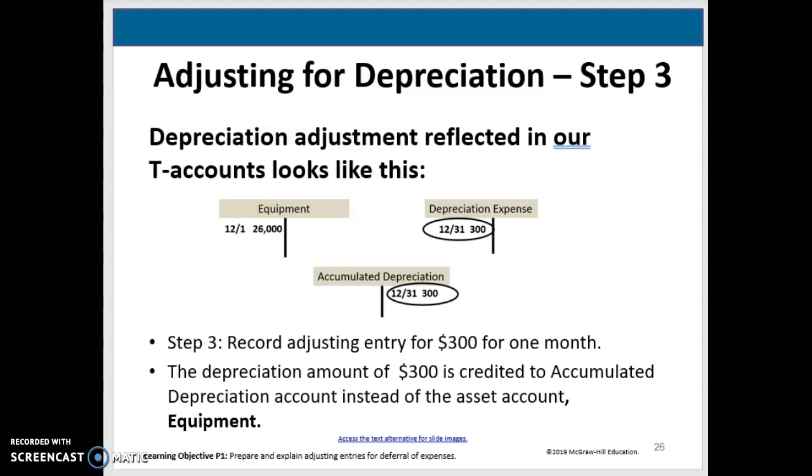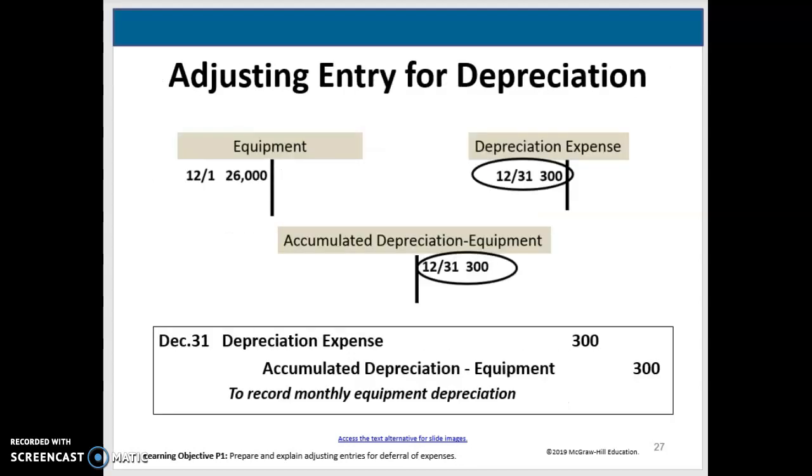So we're going to debit depreciation expense and credit accumulated depreciation. This is what our entry is going to look like every time we do depreciation expense. We're going to debit depreciation expense. We're going to credit accumulated depreciation for equipment. Sometimes you're going to see that accumulated depreciation broken down into specific assets. Sometimes you may just see it as accumulated depreciation. It will be clear in context which one you need to choose.